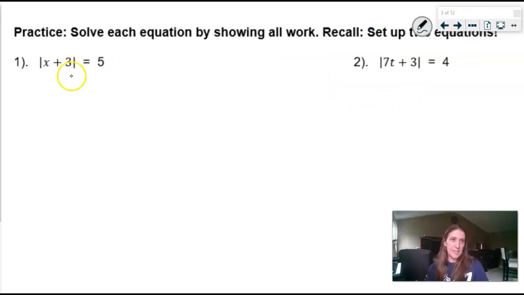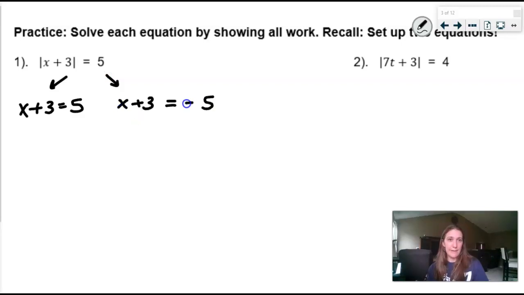All right, so here's the idea. I give you a problem. You have to know to set up two problems, right? And then just solve. So the first problem that we're going to set up, you just take the inside stuff, this x plus 3, and you say, well, it could be 5. Or the other one you got to set up is that the stuff inside, x plus 3, it could be negative 5. And then we solve.